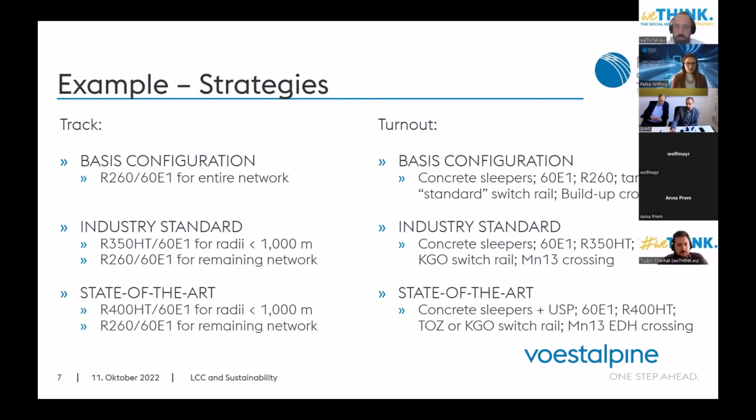And the last strategy for this example today, we designed the state-of-the-art. Here we are using, instead of the R350 HD, the R400 HD rail grade below 1000 meter. And for turnouts, we are also using under sleeper pads, and the cast manganese crossing is explosion hardened.